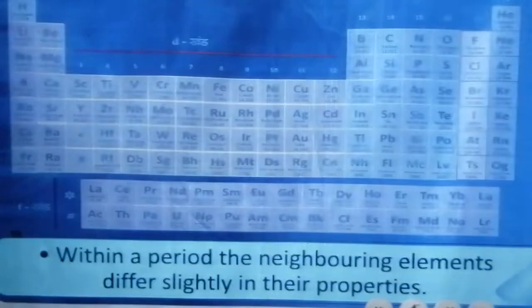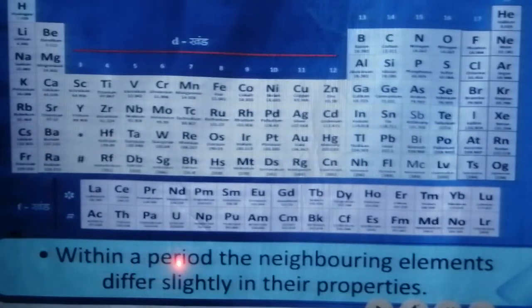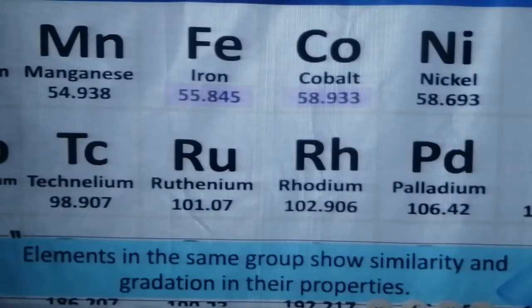Modern periodic table and electronic configuration of elements. Within a period, the neighboring elements differ slightly in their properties. Look here, iron and cobalt: the atomic mass number is 56 and 59.